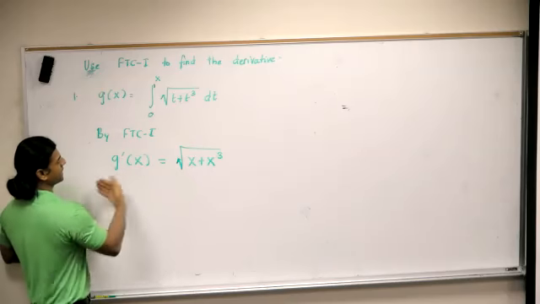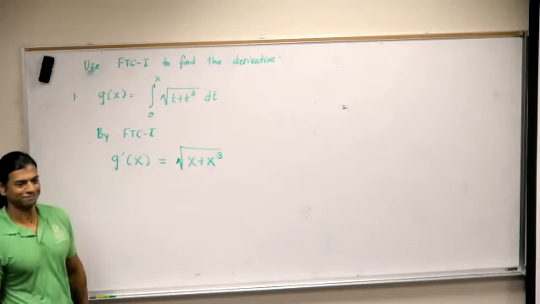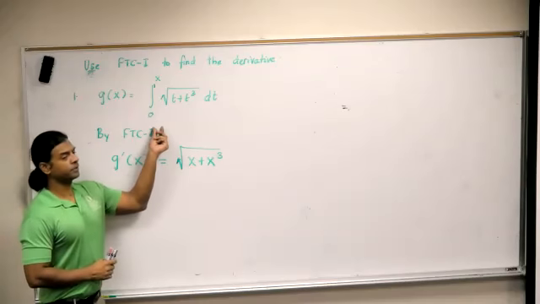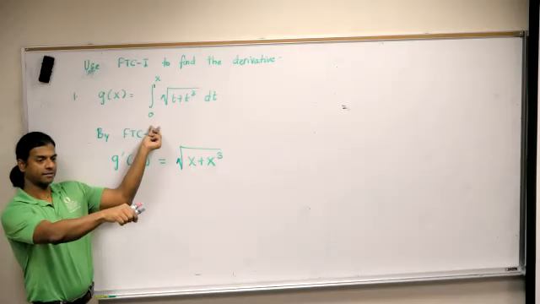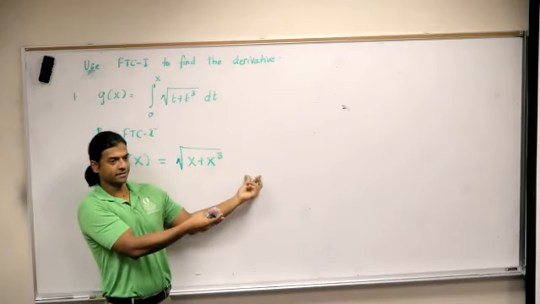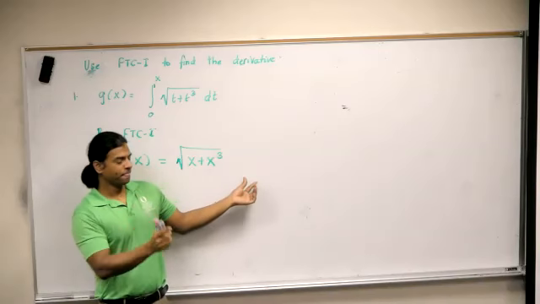The derivative of that is this. That's it. That's what you proved earlier. Even if you plug in that lower limit, we're taking the derivative. What is the derivative of that constant? That'll go away.